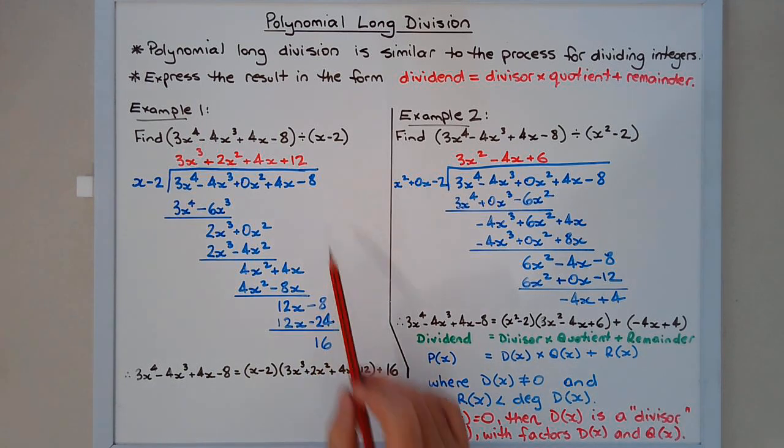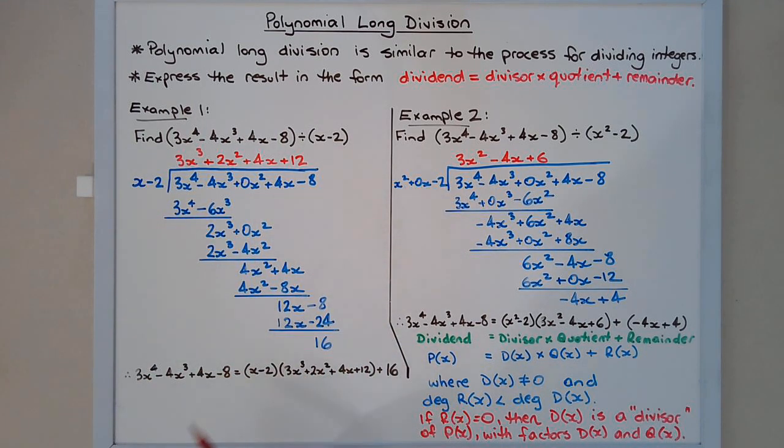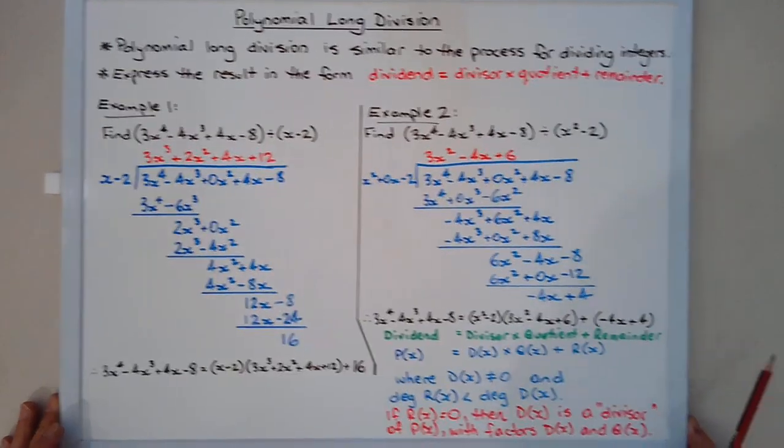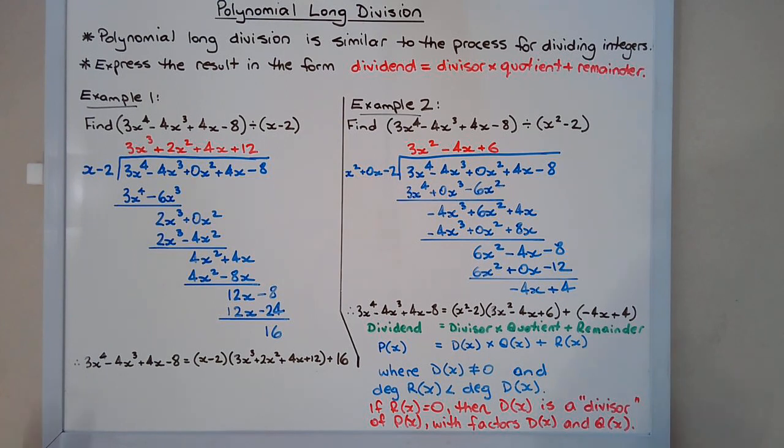So we can express this result as 3x^4 minus 4x cubed plus 4x minus 8, that's the dividend, equals x minus 2, that's the divisor, multiplied by the quotient, 3x cubed plus 2x squared plus 4x plus 12, plus a remainder of 16 that's written as a separate term, added on to this product. So example number 2, I'll go through that quickly.